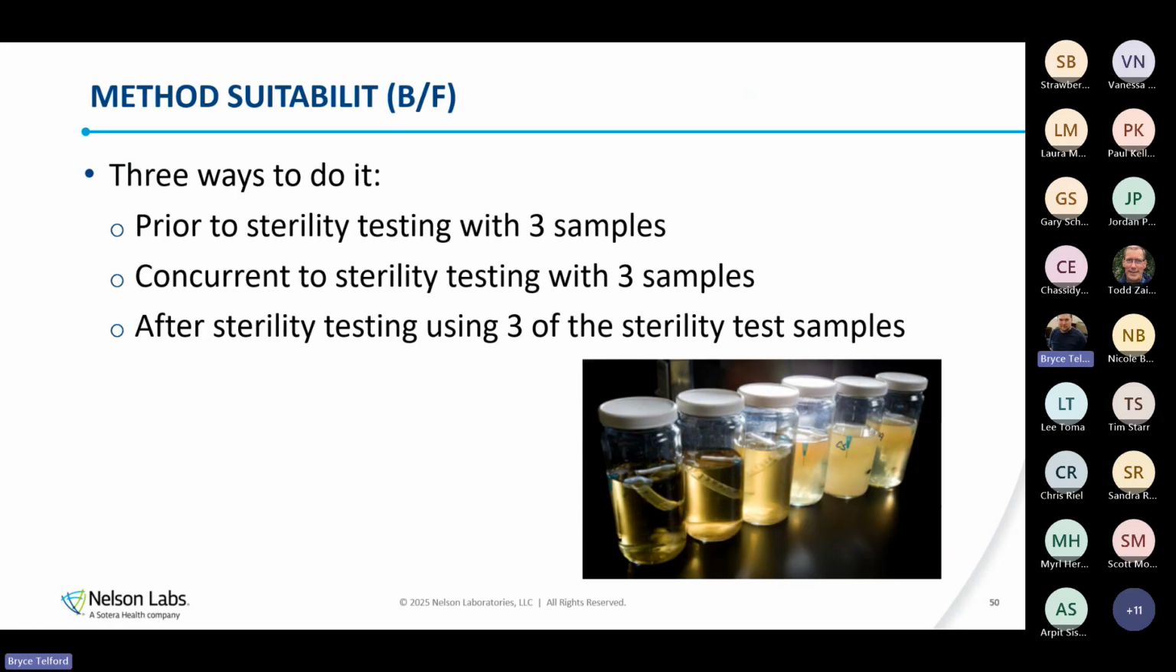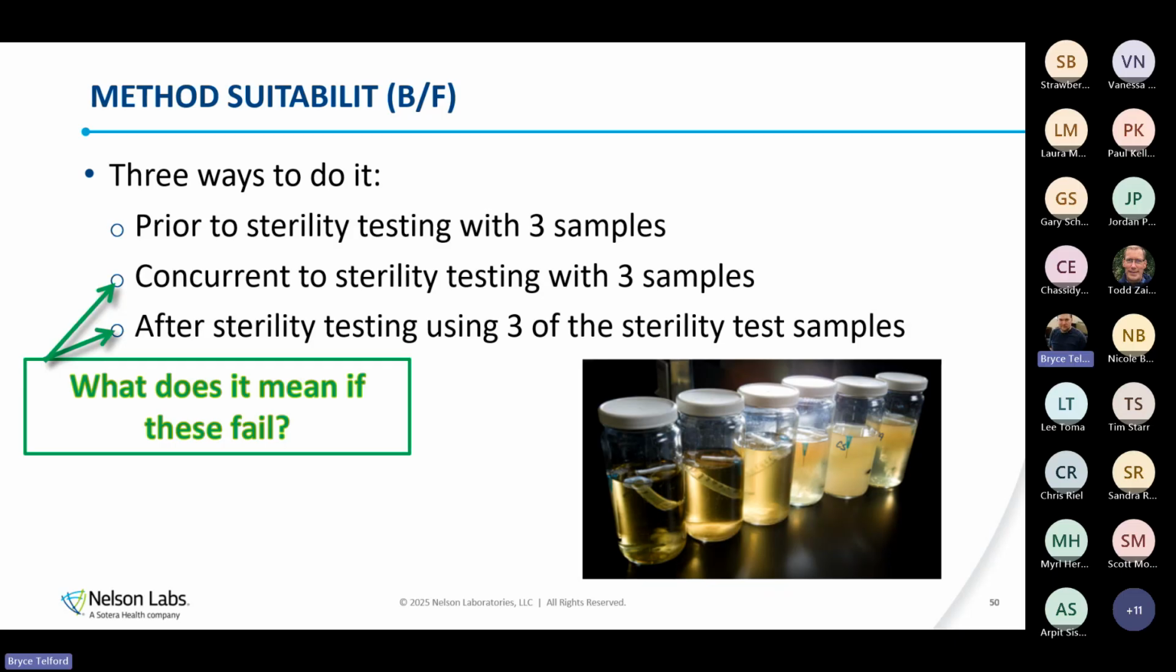So for method suitability, there are 3 different times that we can do it. The first is we can do it prior to sterility testing with dedicated test articles. We're doing 3 challenge organisms, so at a minimum, we need 3 samples to do that. The next is we can do it concurrently to the test of sterility with, again, 3 dedicated samples. And then finally, we can do the BF test after sterility testing, and we would essentially take 3 of the samples from the test of sterility and reuse them for the BF test. But there are some caveats to all of this.